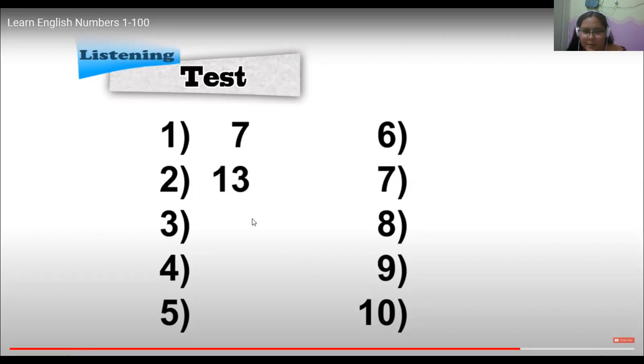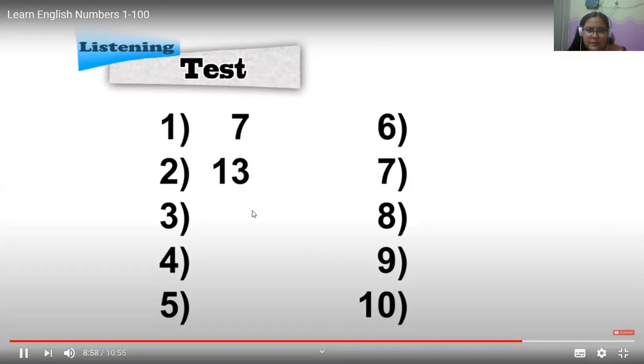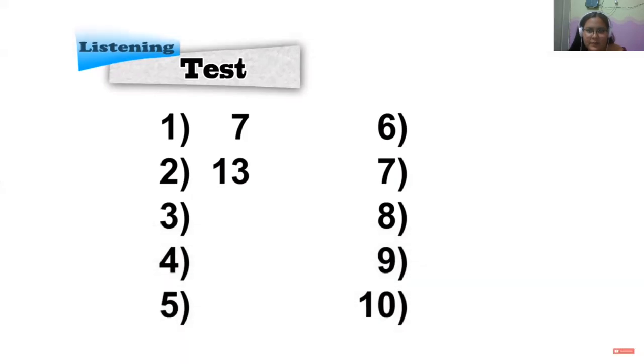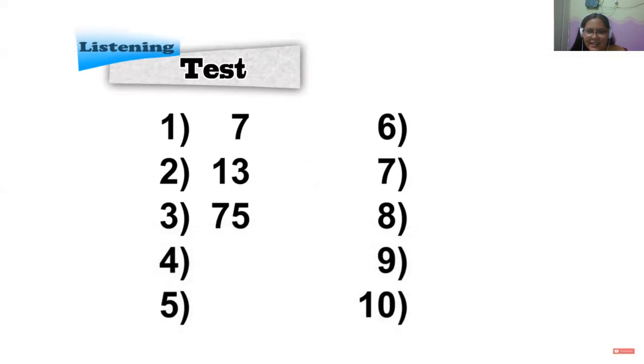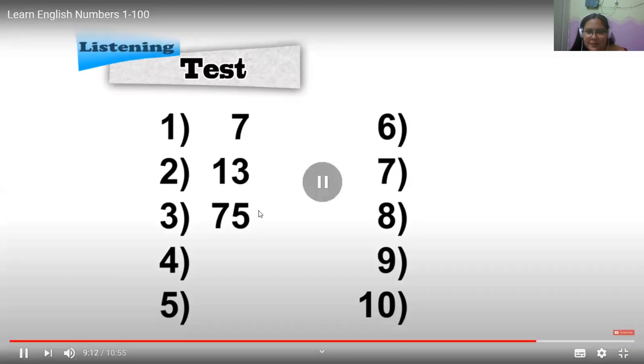Let's listen to number three. Number three, 75. Okay, good. That's a big number, 75. Number four? 20. Okay. It's number 20, yeah. Okay, you should write this 20.